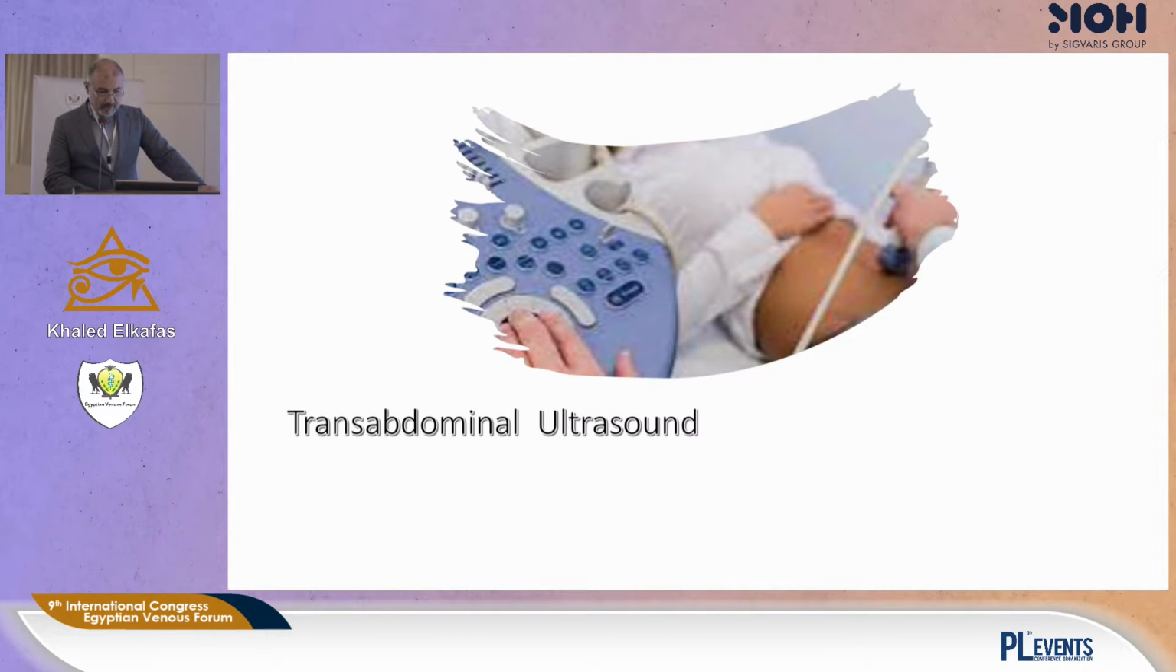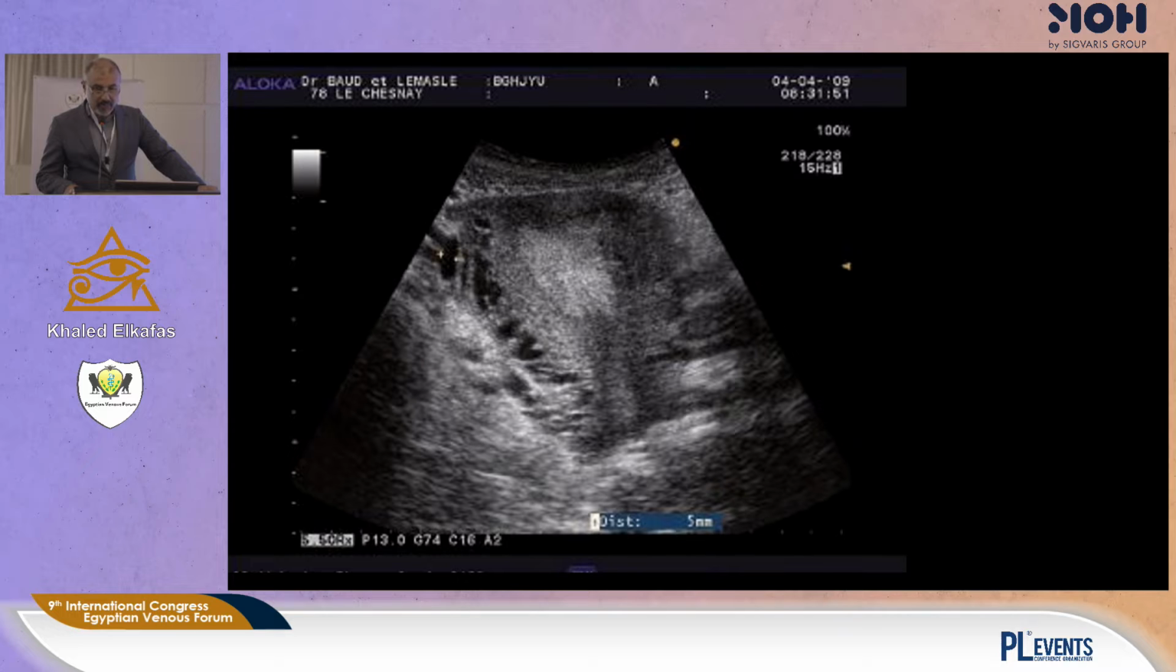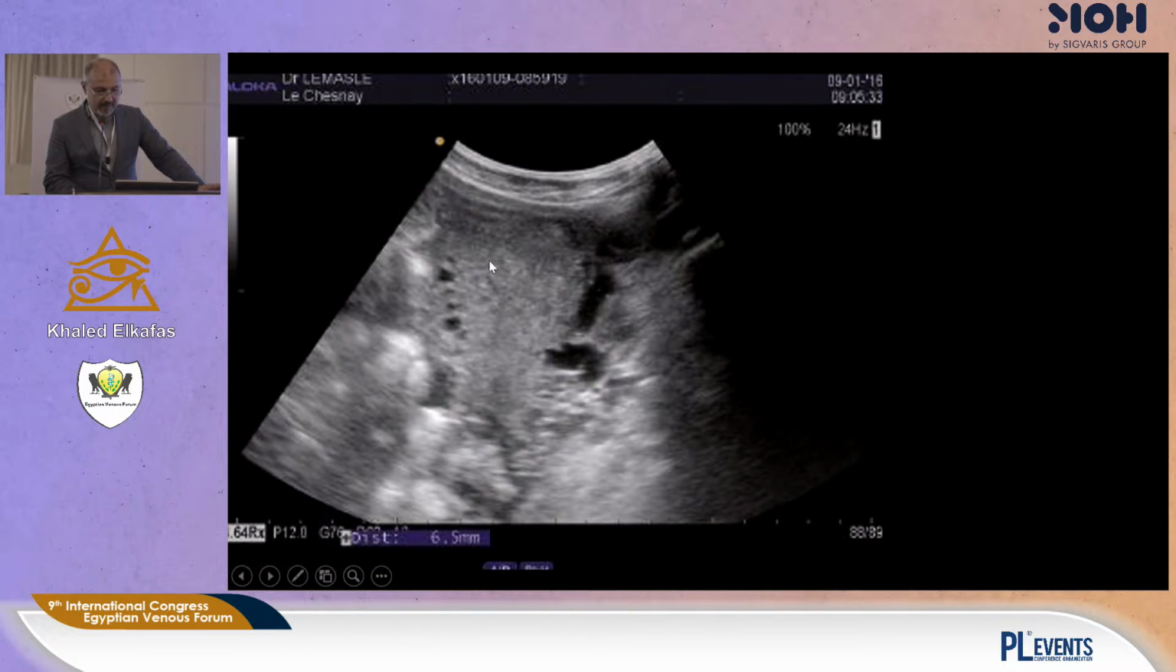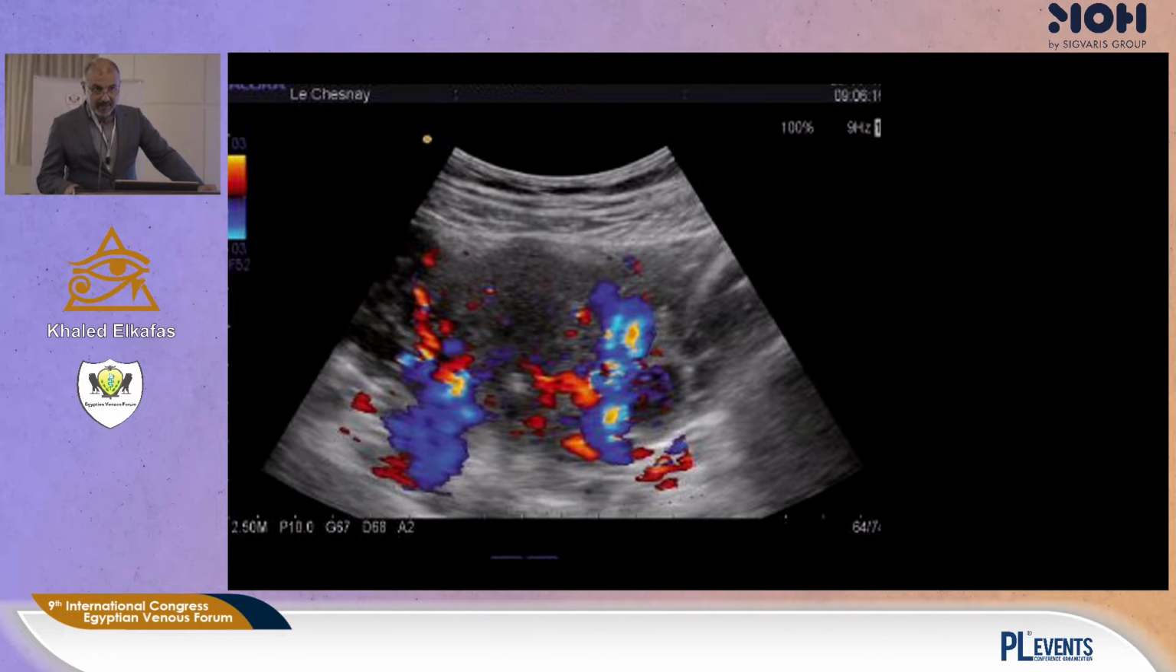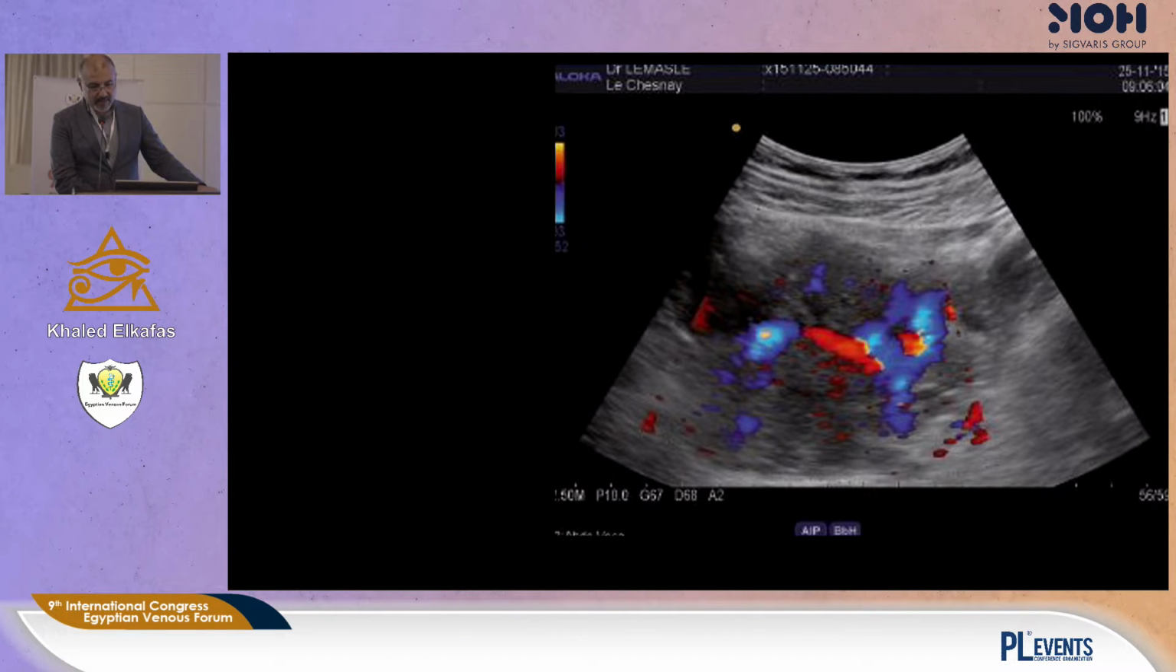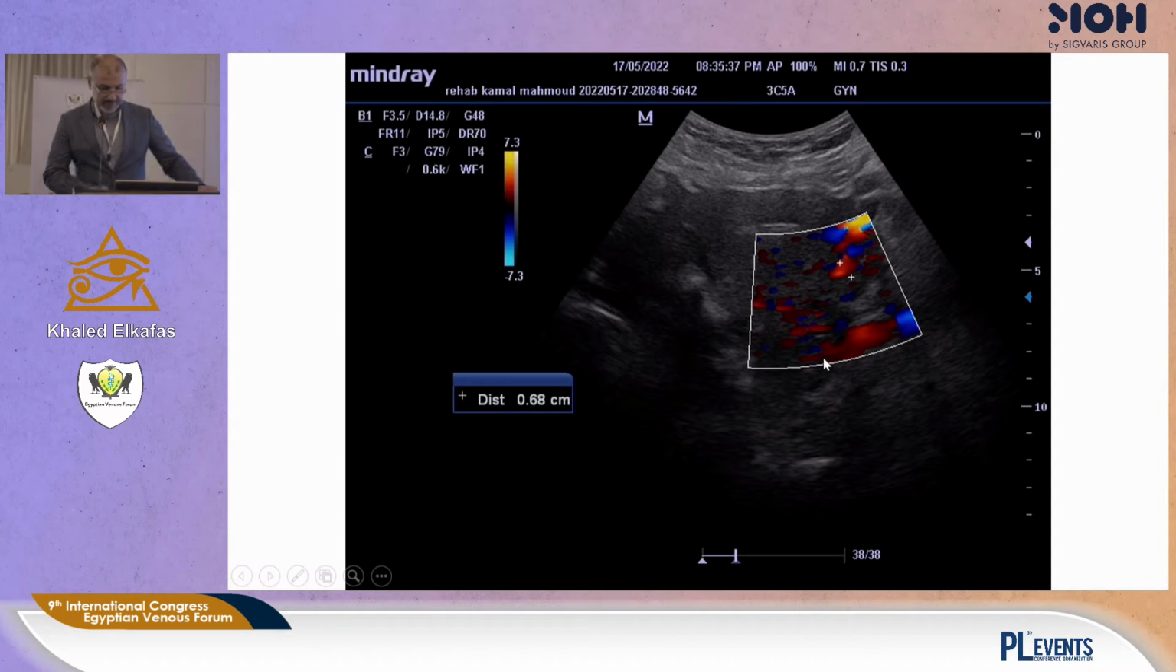Then the transabdominal approach. Here we can examine the uterus in the pelvic cavity. In the coronal section, we can find right-sided varicosities or left-sided varicosities. When applying color Doppler, we can see venous reflux during inspiration or expiration. Also, we can see dilated arcuate veins crossing the flow from right to left.